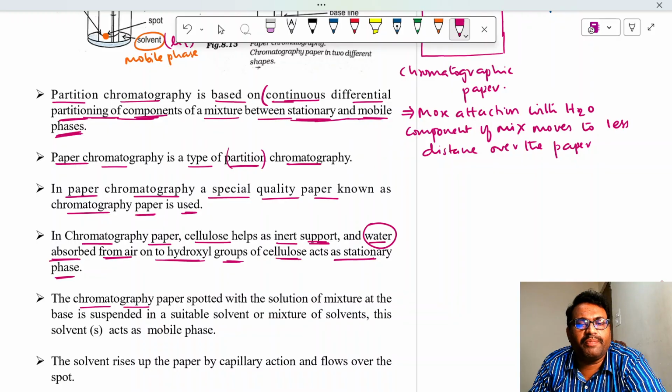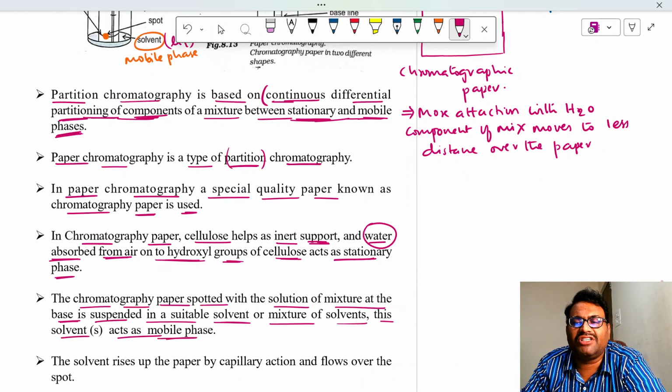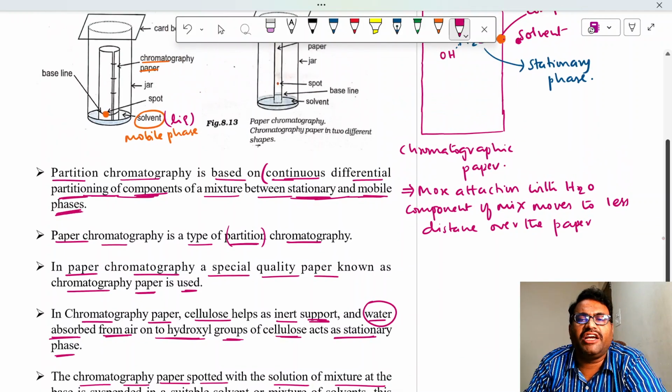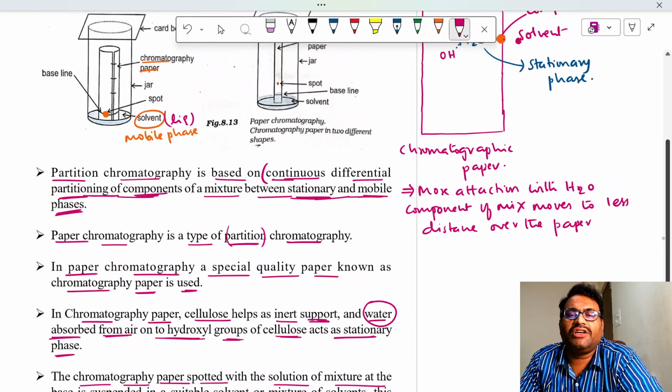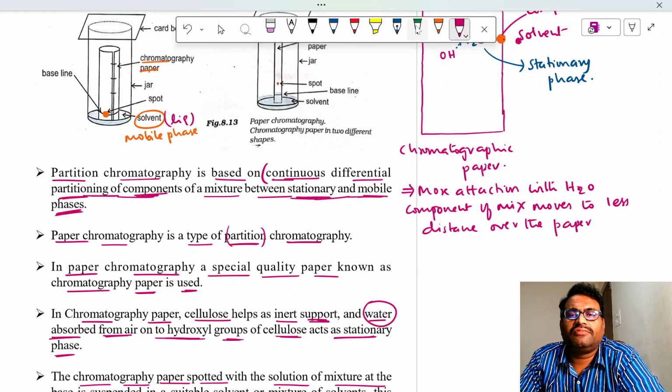The chromatographic paper spotted with a solution of the mixture at the base is suspended in a suitable solvent or a mixture of solvents. The solvent acts as the mobile phase. This is very similar to thin layer chromatography. What you are doing here is placing that spot, this is the spot, of the mixture of components.